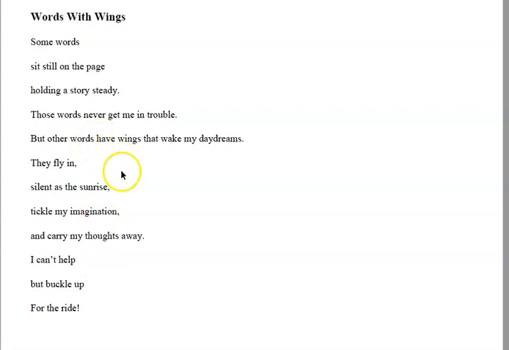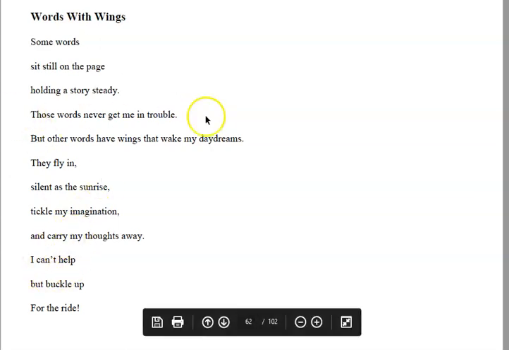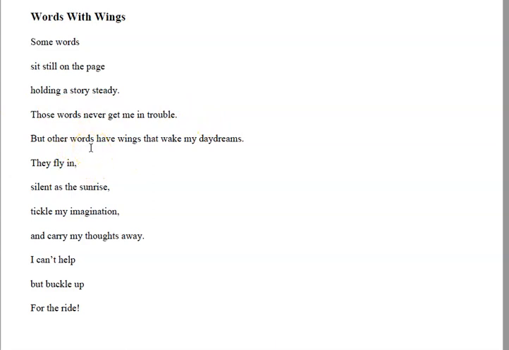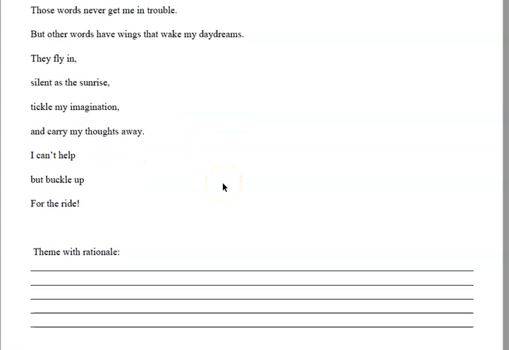And up here, giving that comparison, she's talking about how some words sit still on the page holding the story steady. Those aren't the words with wings. Words with wings, literally and figuratively, wings take you away. In this case, she's not actually saying that these words take her away, but they give her this tickle of her imagination. And those words don't get me in trouble. But those other words, giving that comparison with wings, they wake my daydreams. All right, let's take a peek at the next one.